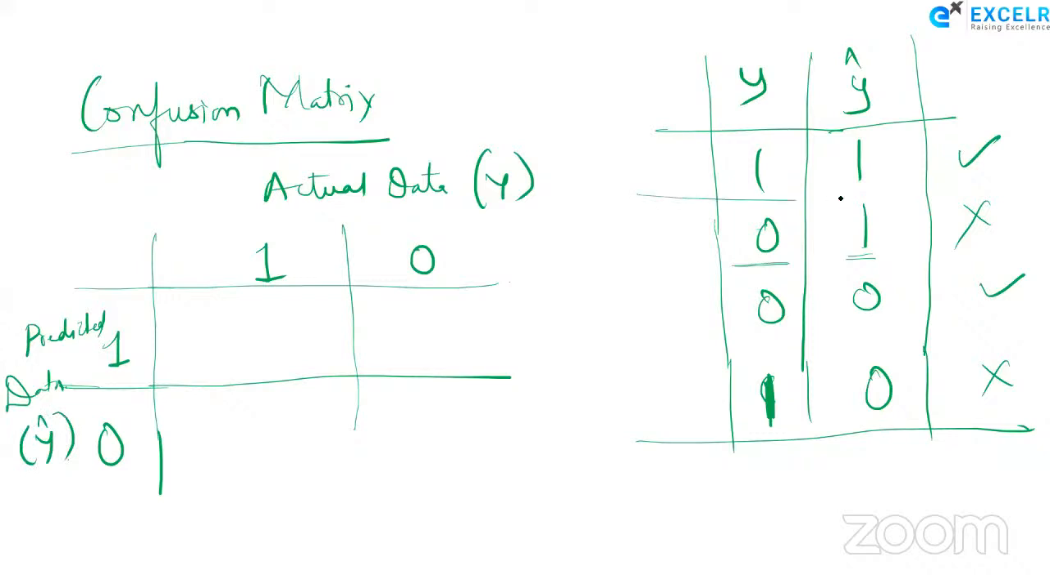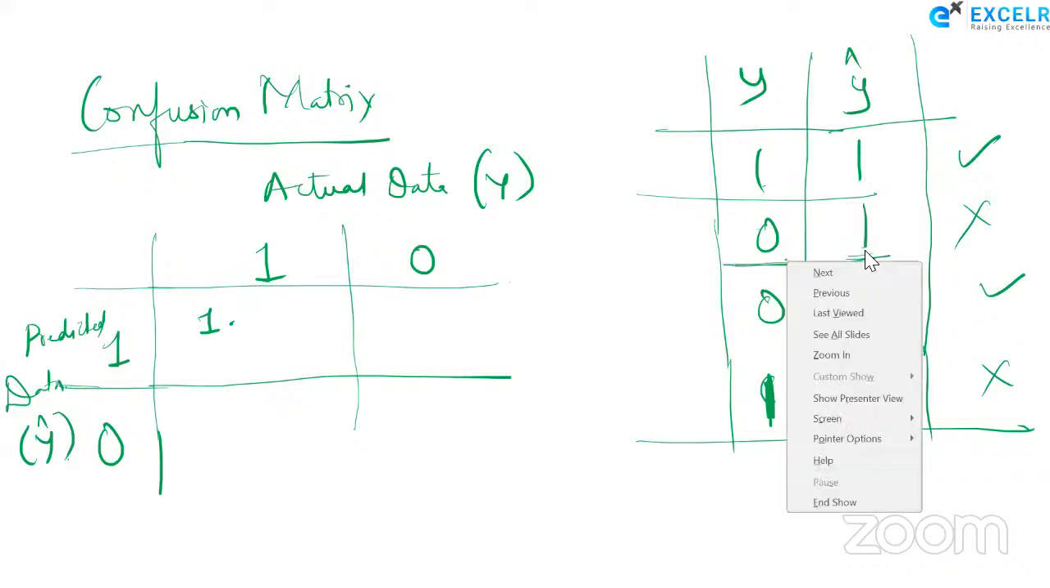Now if you take the first observation, my actual was 1, predicted also was 1, okay. So I'll say that the actual was 1, the predicted was also 1. So basically one observation I will add in this particular column. Now I'll go with the second one. Actual was 0, but predicted was 1.